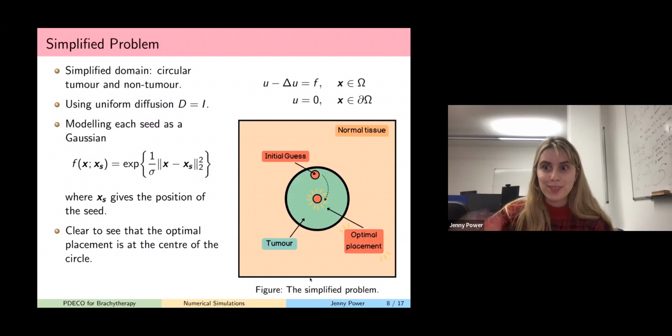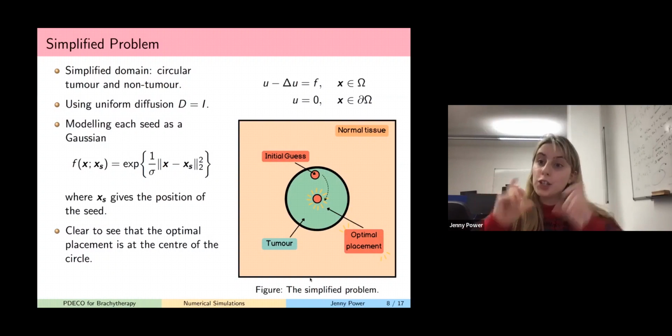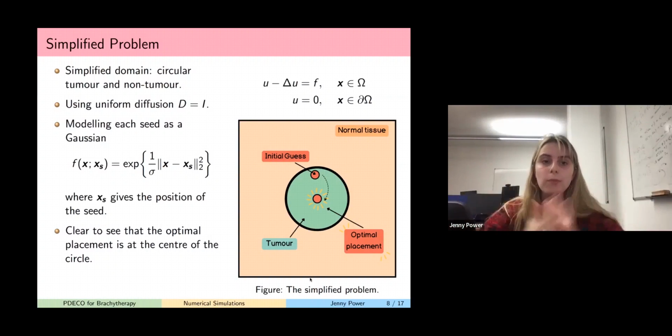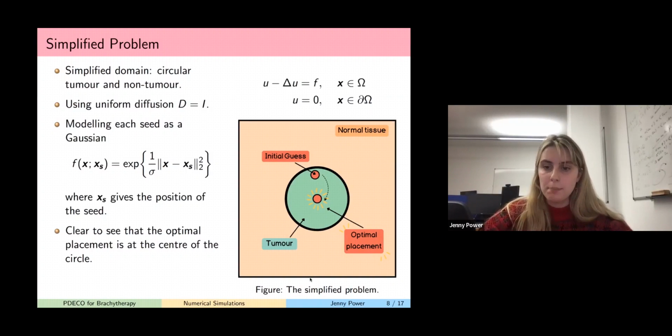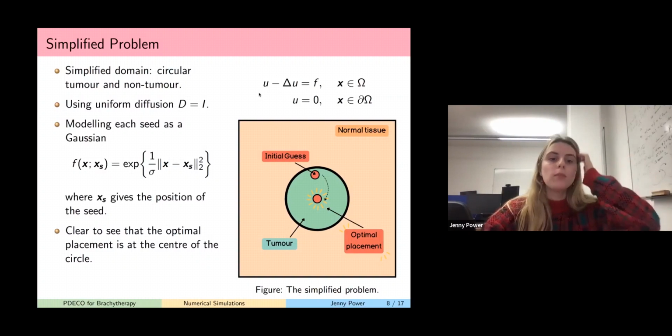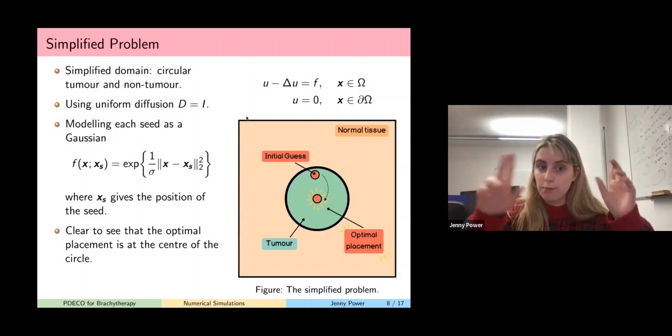Brilliant. So let's get onto some numerical simulations, and in particular, I'm going to introduce now a simplified setup. Okay, so this is the 2-tissue system that I was talking about before. We have a tumor at the center of our domain here, and then everything that is not our tumor is normal healthy tissue. We simplified our PDE a little bit as well. We're just using uniform diffusion. So our PDE just reduces to this. And once again, we're modeling each seed as a Gaussian function.